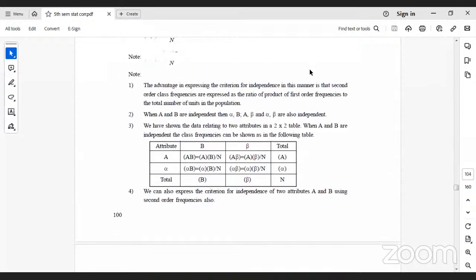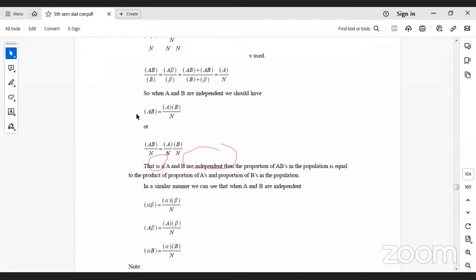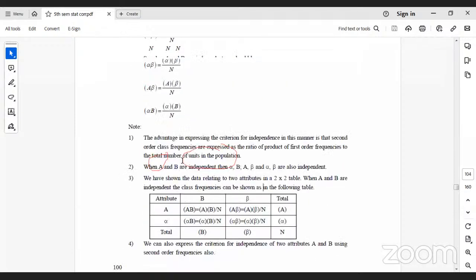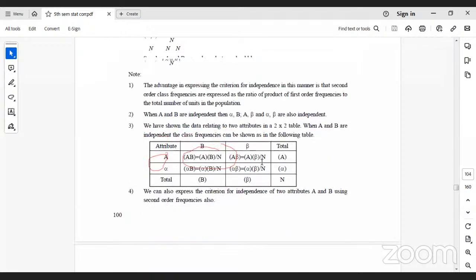So here also the same. So attribute A. So, Puneet, this is the second one you asked in the classroom. See here, if this is B, AB is equal to what? AB is equal to A into B by N. Already we written here, AB is equal to AB by N. Correct or not? Yes, sir. So A beta is equal to A into beta by N.